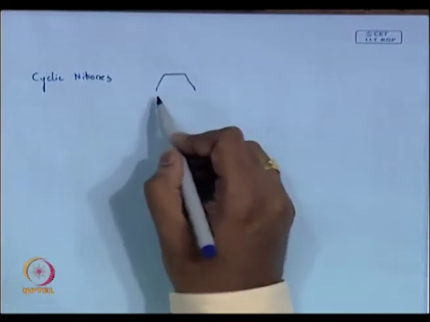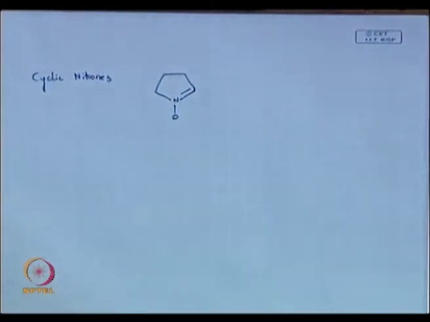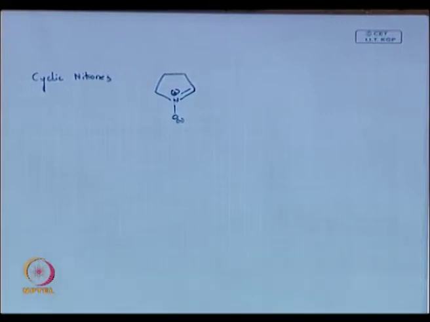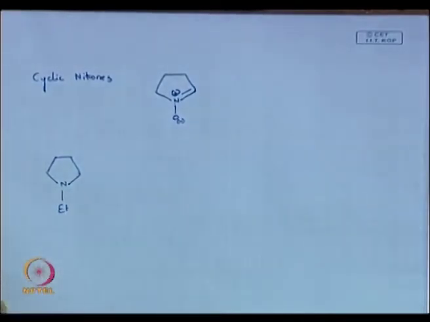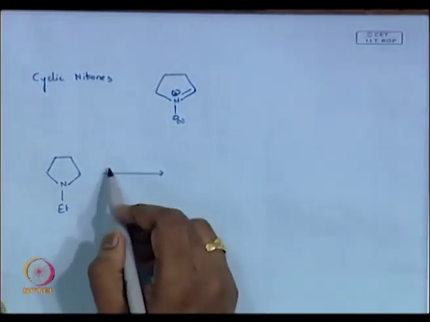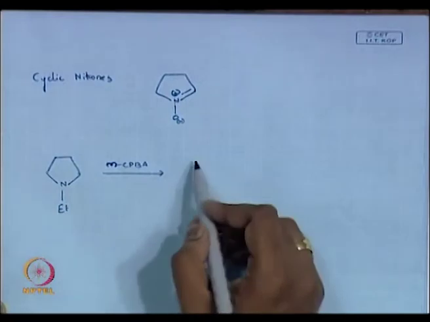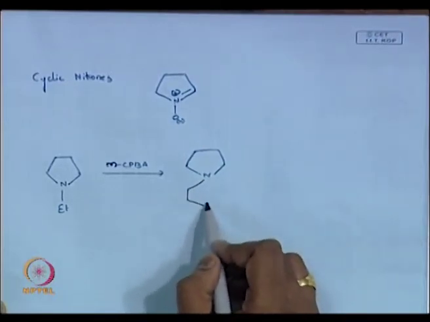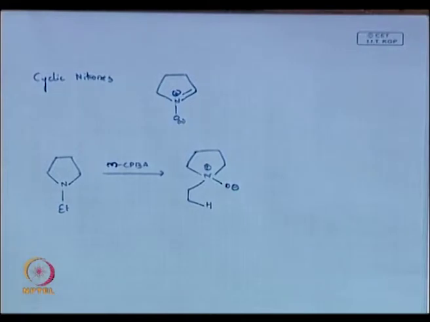Now we can talk about this type of nitrones, cyclic nitrones. If you want to synthesize a cyclic nitrone, you can take a 5-membered heterocycle, take N-ethyl. Just make the N-oxide, you can use mCPBA. So you have your ethyl, and you create your O minus, the N-oxide, with just mCPBA.